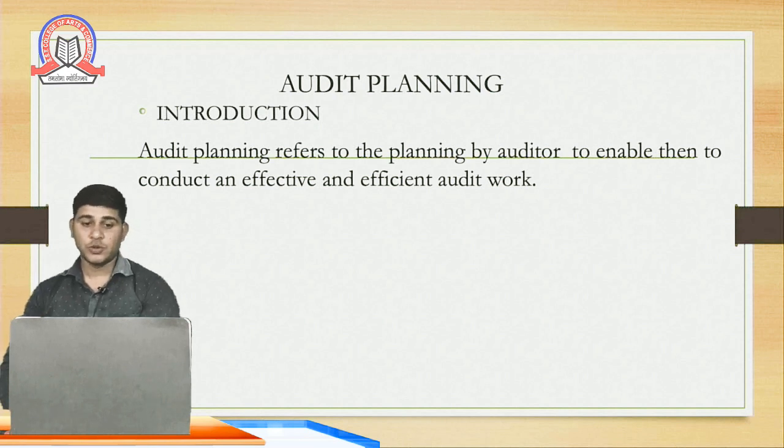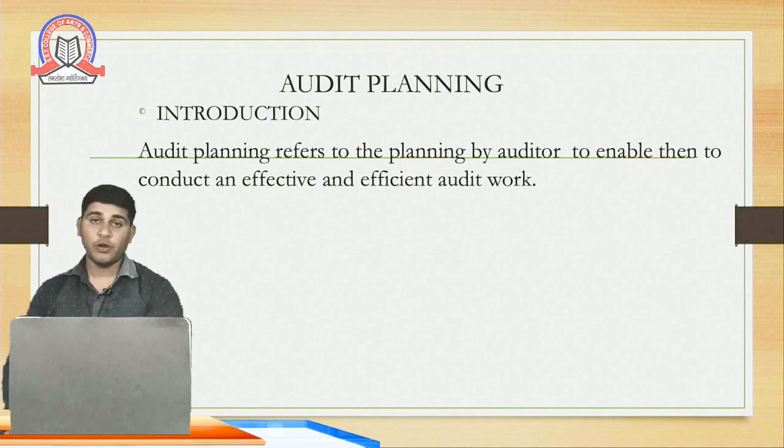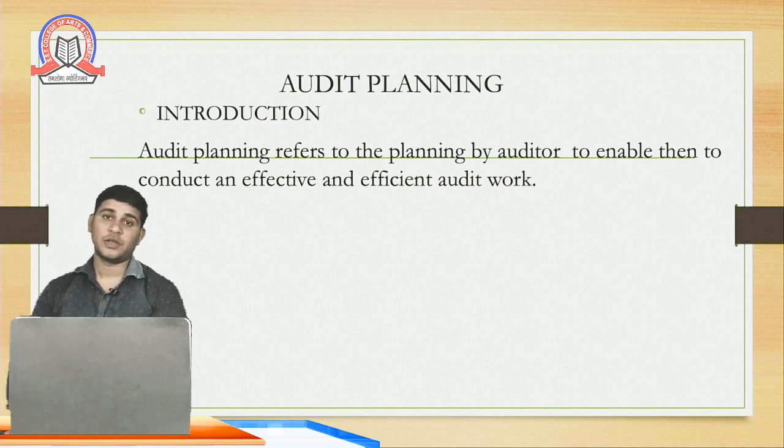Audit planning refers to the planning by the auditor to enable them to conduct an effective and efficient audit work. My dear students, you very well know effective and efficient. What do you mean by effective and efficient? To complete the task without mistakes is called efficient in nature, and effective means in better ways. When any person completes his work in an additional or good or better way, it is called effectiveness. So if the auditor wants to complete the audit task in an effective and efficient manner, he must plan for the audit. What to do for the audit, that has to be planned.